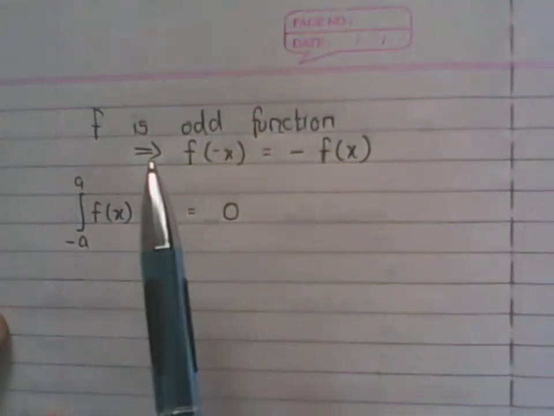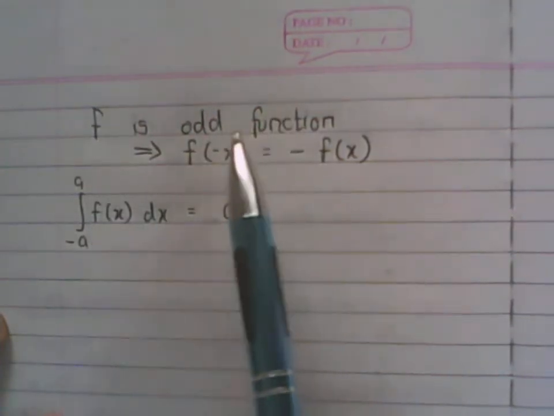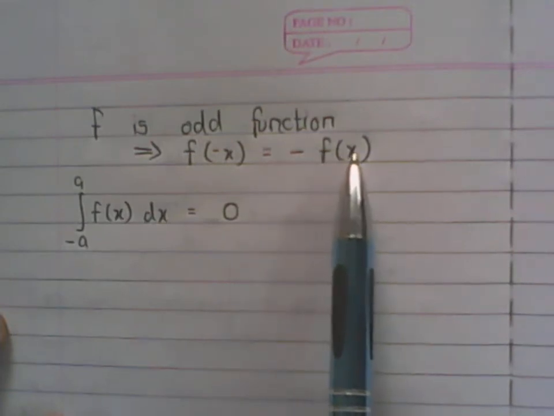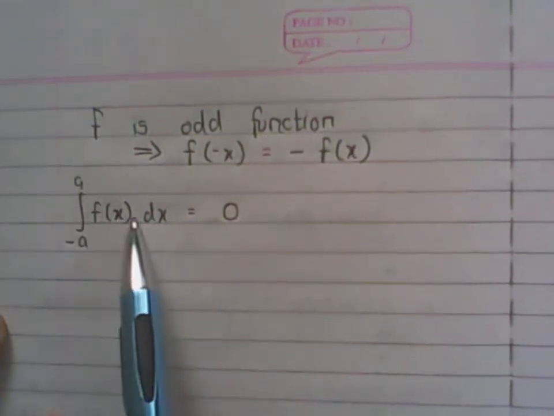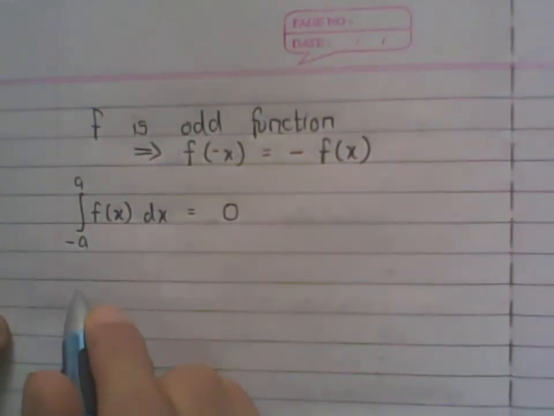The second part of the last property deals with the odd function. So if you have f as an odd function, then we know that f of negative x is the same as negative of f of x. And the property says that if you integrate it from negative a to a, the definite integral comes out to be 0. And again, the very first step to prove this is to split the integral.